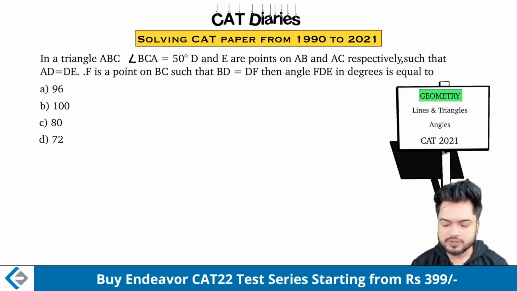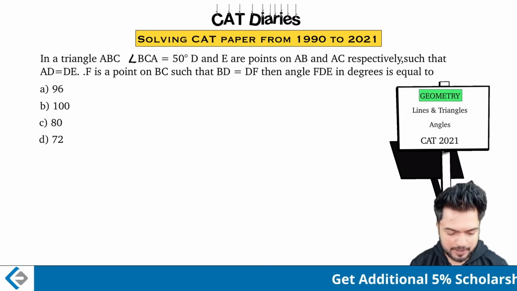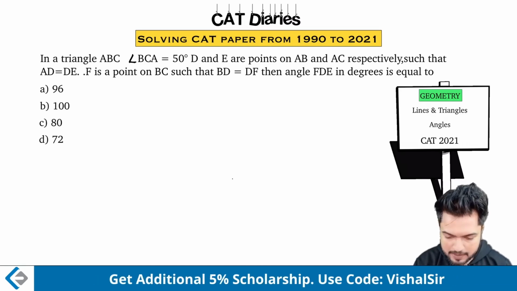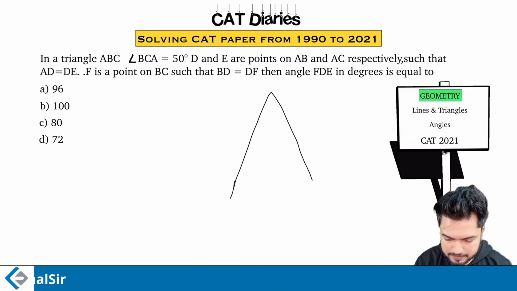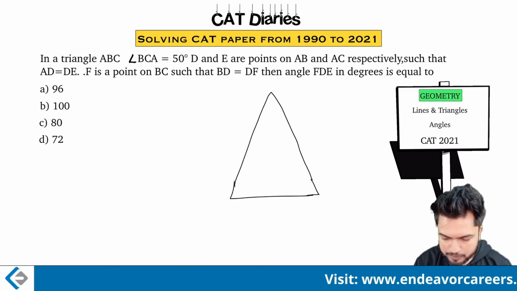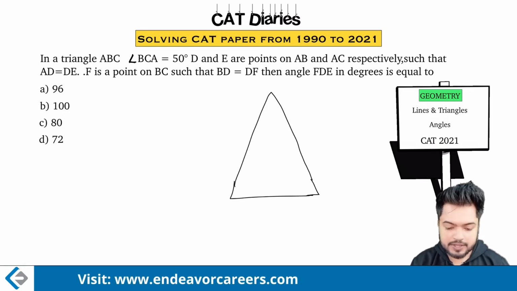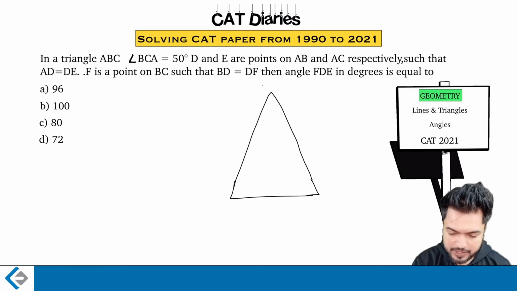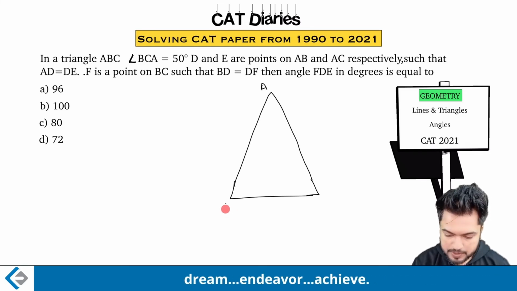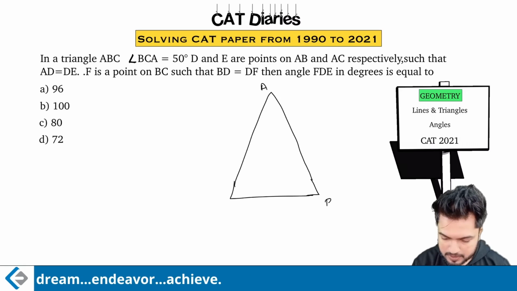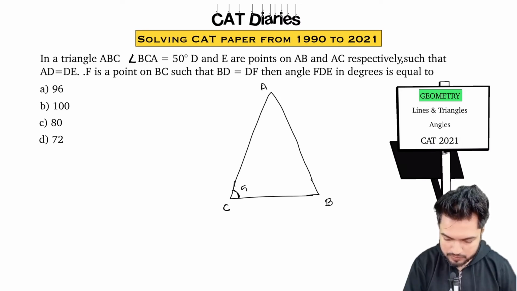I won't understand anything like that, so let me make a diagram. Let me see what is given and what is asked. I'll make a simple triangle here, which is triangle ABC. Angle BCA is equal to 50 degrees. So if I make a simple triangle like this, ABC, what do I know? BCA. Let's put a B here. BCA is equal to 50 degrees.